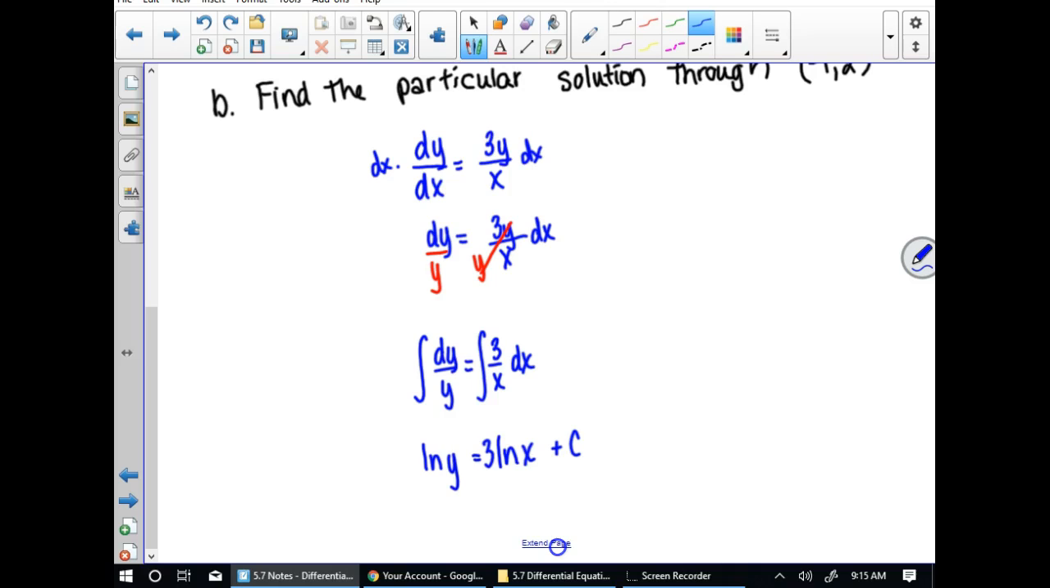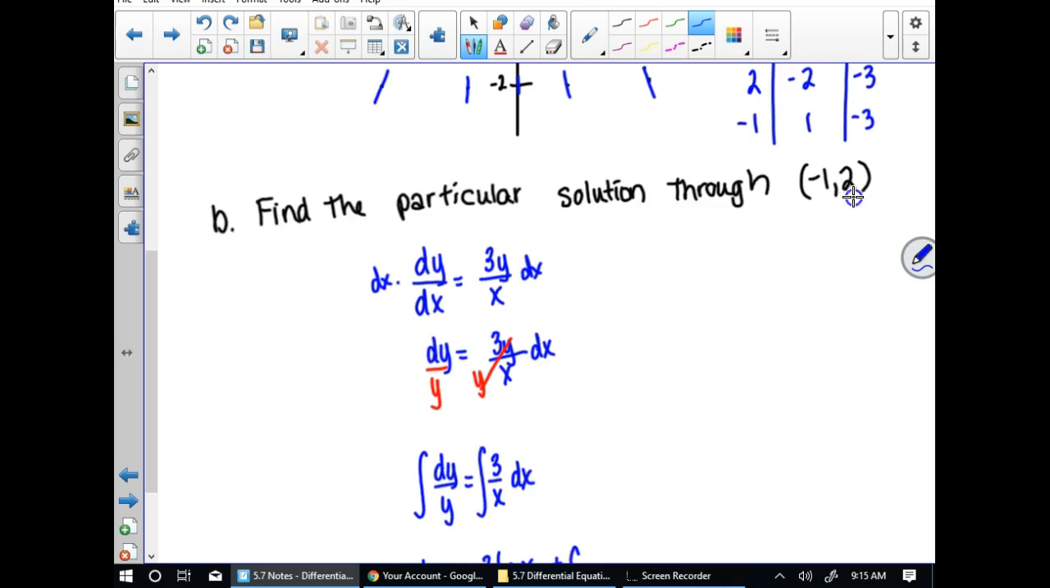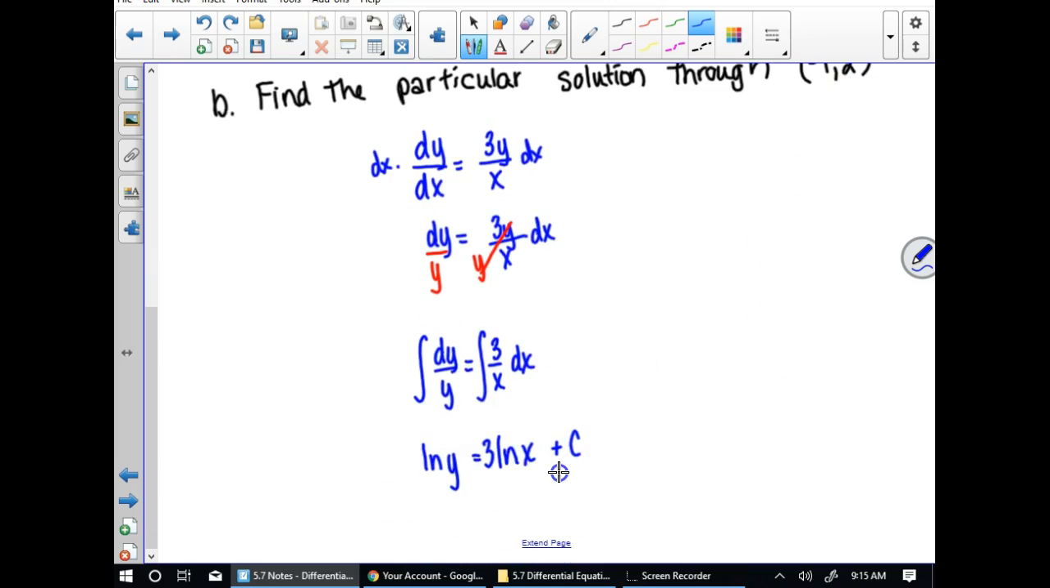They're probably going to have this solved for y most of the time. I didn't specifically say it here. At this point, we could plug in that -1 and the 2 if we want. And really, technically we should have absolute value bars right there. We could plug those in and find the c first, but most of the time they want this equation solved for y. So I usually solve it for y first and then plug in to find my c.